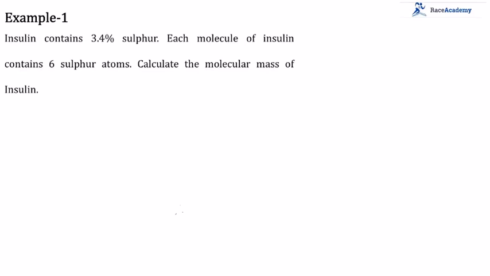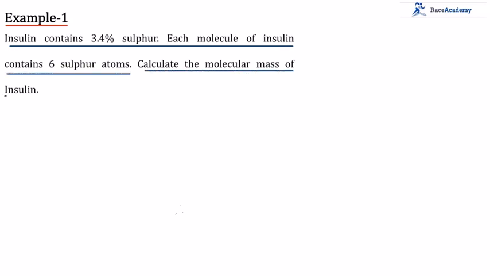Okay, let us start. In this lecture, the first problem is the insulin problem. Insulin contains 3.4% of sulfur. Each molecule of insulin contains 6 sulfur atoms. Calculate the molar mass of insulin. So here there are 3 points. Insulin contains 3.4% of sulfur. Each molecule of insulin contains 6 sulfur atoms. Then calculate the molecular mass of insulin.